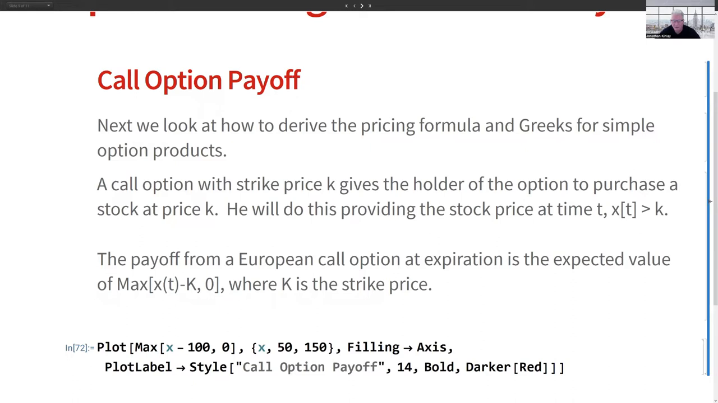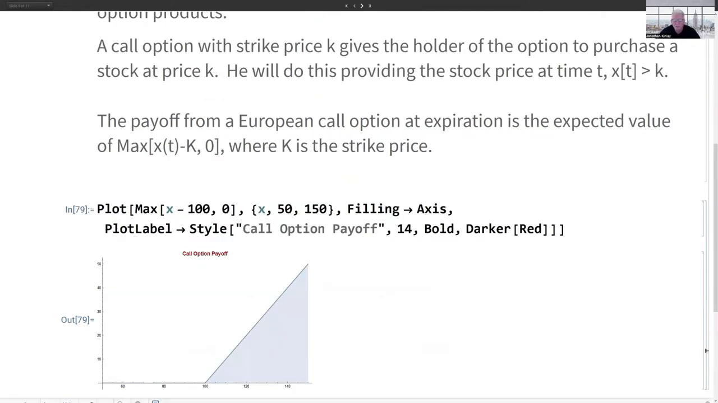So the payoff, the value of a European call option at expiration, is the expected value of the maximum of X of T minus K and zero. Let's look at the payoff from a call option for various values of the stock in the range from 50 to 150 for an option with a strike at 100. And we can see that below the strike price, the value of the option is zero. And at 100 and above, the option value increases dollar for dollar with the price of the underlying stock.